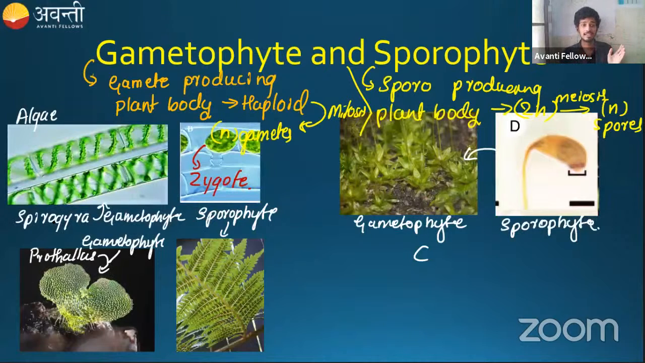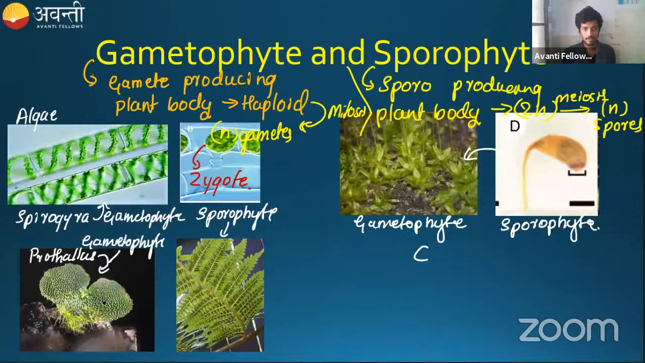So you compare it. In algae, the sporophyte size is too small and the gametophytic phase is large. Okay, when it comes to the bryophyte, both are almost equal, right? Both are almost equal.